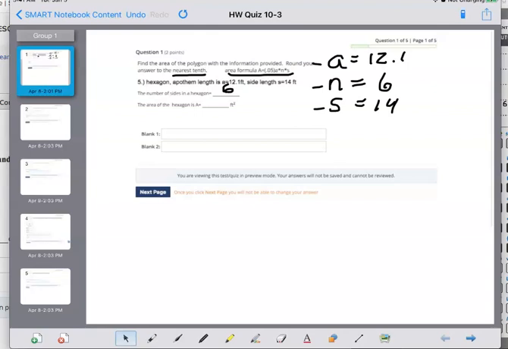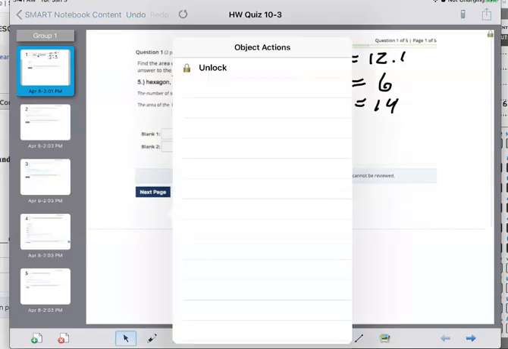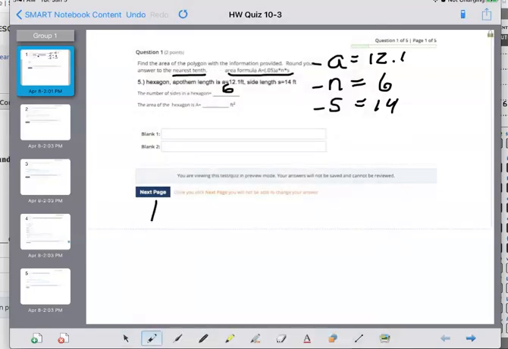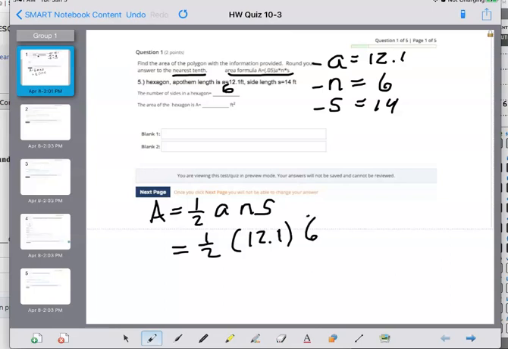Now I know the number of sides is 6, but remember that's derived from the name hexagon. There are 6 sides in a hexagon. Now I'm going to write my equation, which is area is equal to 1/2 A N S. I'm going to multiply all those values together. My A was 12.1, my N, 6 for hexagon, and my side length is 14.